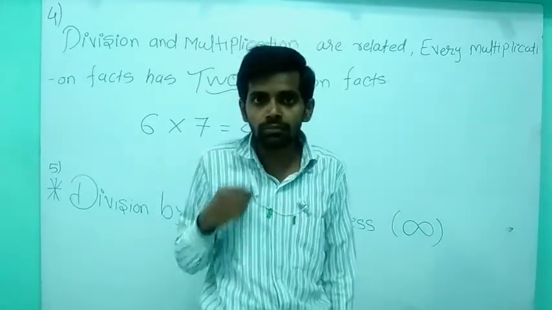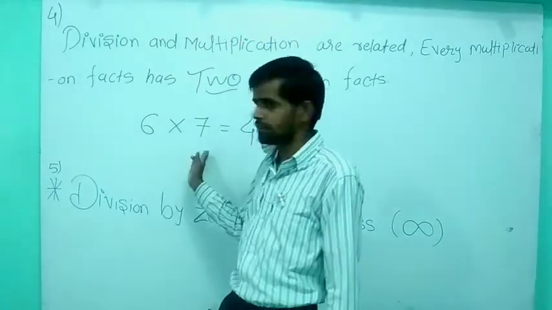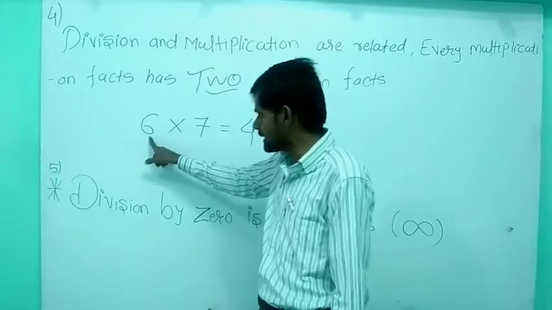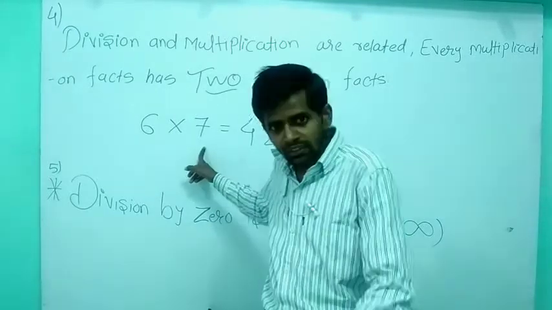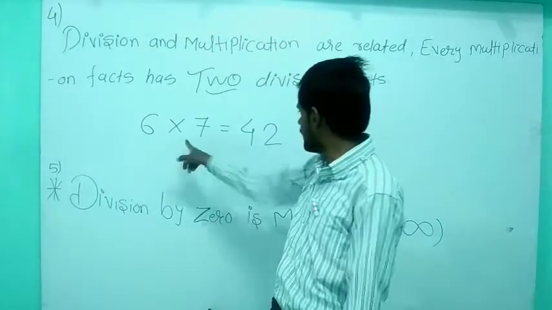ठीक है, if you are multiplying any 2 numbers, let us suppose that you are multiplying 6 and 7, that means you are adding 6 7 times, या फिर ऐसा भी बोल सकते हैं you are adding 7 6 times, and then you will get 42.